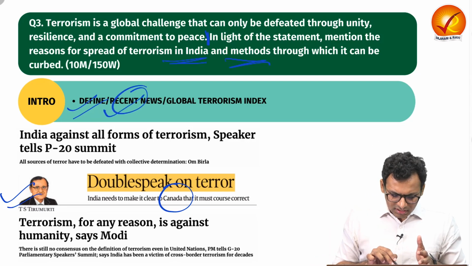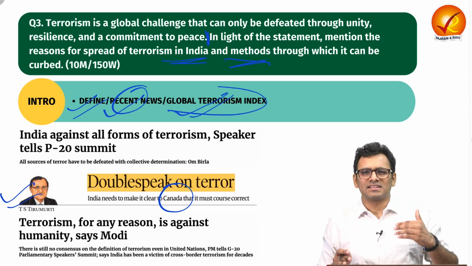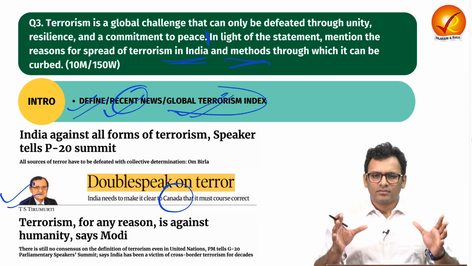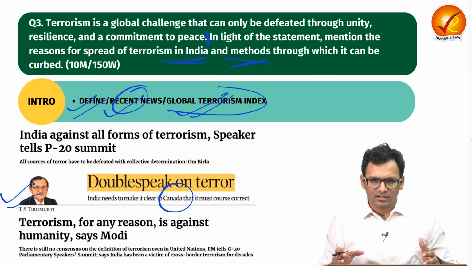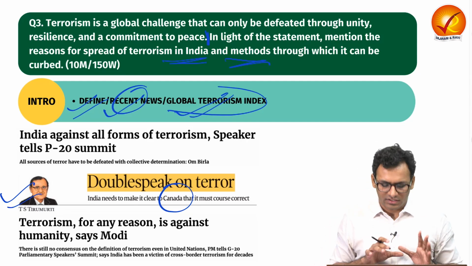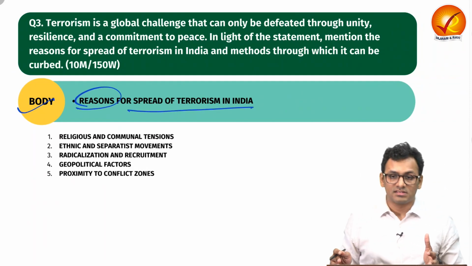You can talk about the recent news, or you can talk about the Global Terrorism Index, where India ranks 13th. That means it is one of the worst affected among the top 25 countries, and thus you can write the introduction in different kinds of fashions. In Body 1, you can talk about the reasons for the spread of terrorism in India.